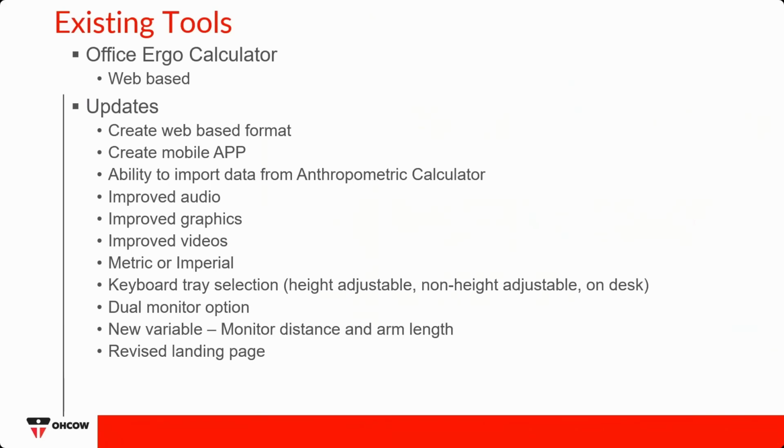In the initial version, we assumed that everyone had a height adjustable keyboard tray. The new option now is the ability to select whether you have a height adjustable tray, non-height adjustable tray, or your keyboard just sitting on the desk. We've added the option for dual monitors compared to just a single, and also a new variable, being monitor distance. And we also updated the landing page.